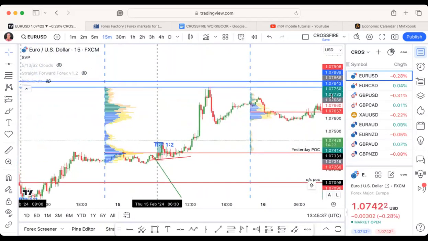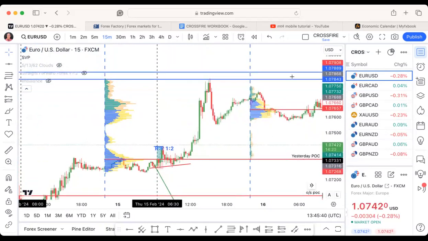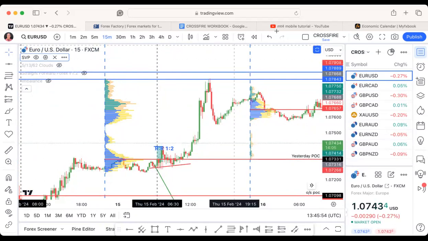That's quite an interesting one, because if I go to my settings, I can put on the value area. If it will let me, it's not letting me. Why not? That's handy. There we go.